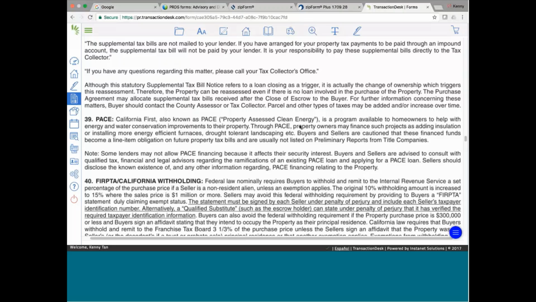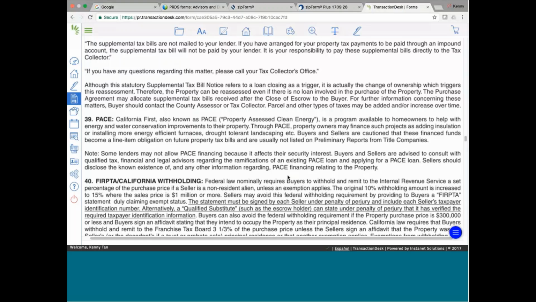You know, because the PACE lien actually becomes like a tax on the property, if you're a buyer, you're actually paying an extra tax. But if you're the seller, you are required to disclose. If you have a PACE lien, you're required to disclose it though. Okay?